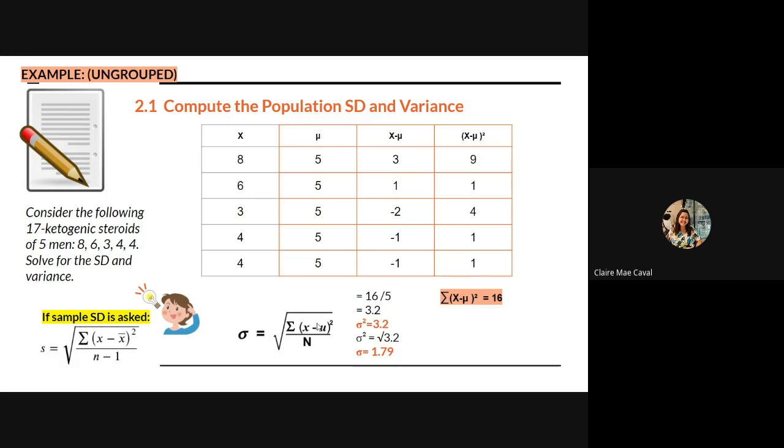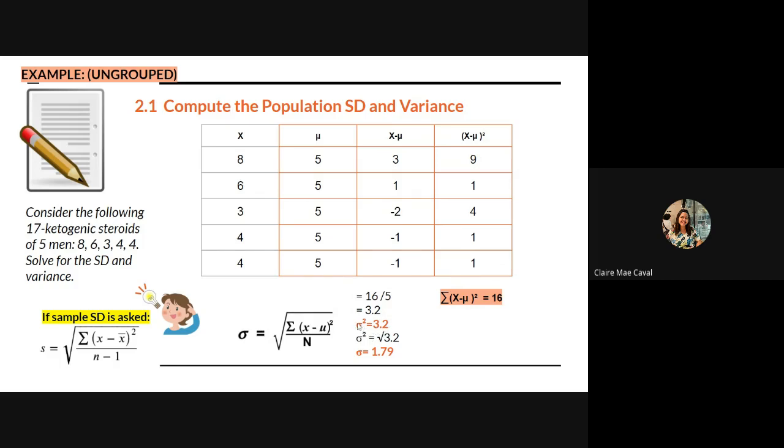Look at the arrow, class, 16 this one. That's the numerator divided by 5, because 5 is the population size. That will be equal to 3.2. Therefore, our population variance is equal to 3.2.